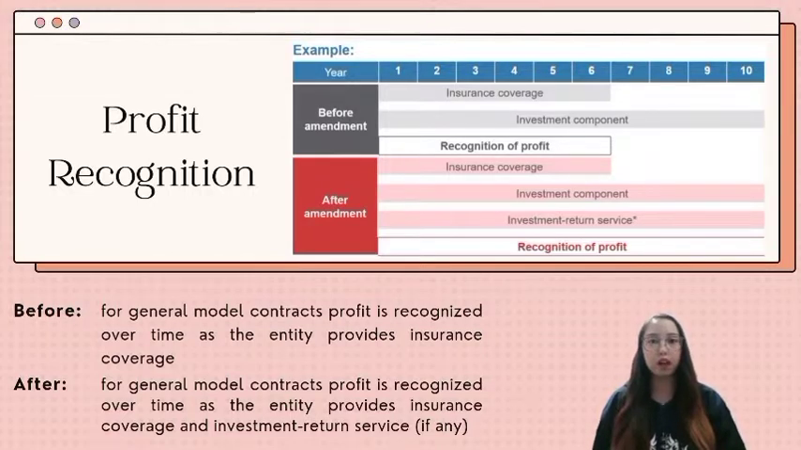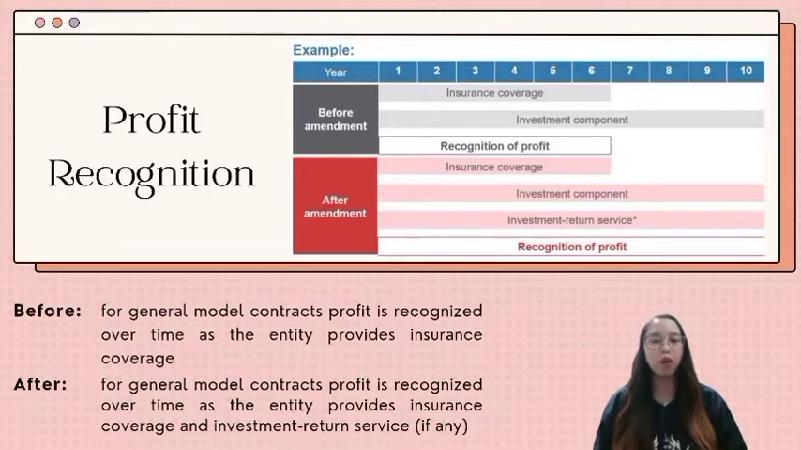Yung insurance contract without direct participation features, kung yung entity po ay nagpo-provide ng investment return service as part po ng contract. Yung ganitong contracts po before the amendment po, nire-require ni IFRS 17 yung entity na i-recognize yung profit as the entity provides insurance coverage without consideration po sa mga investment return service, as shown po sa diagram. After the amendment po, nire-require na po na i-recognize ng entity yung profit as it provides both insurance coverage and investment return service. And in-specify din po ng standard kung kailan po yung insurance contract sa general model ay maaaring nagpo-provide ng investment return service.